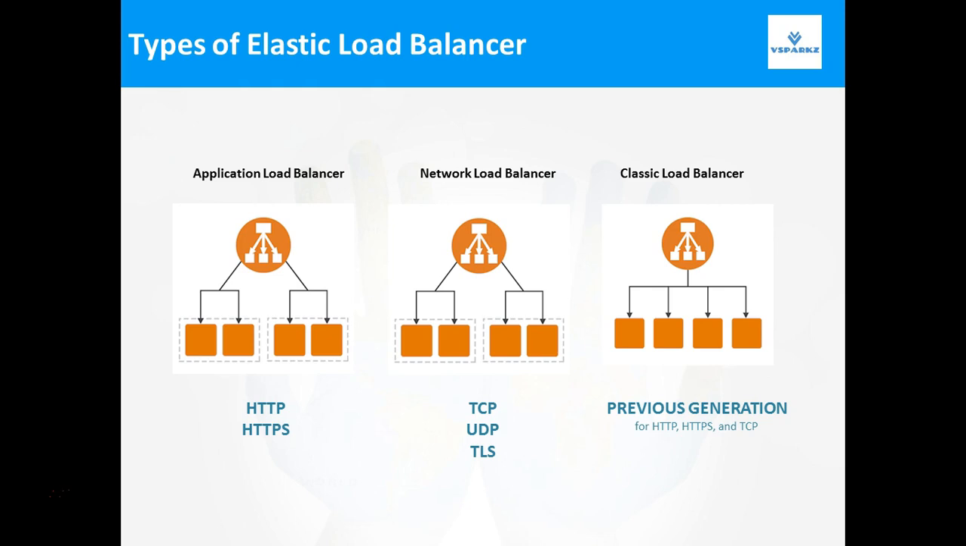Second is Network Load Balancer. When you are going to access your applications at the TCP connection layer, you have to pick Network Load Balancer. Network Load Balancer supports TCP, UDP and TLS protocols. Whereas the third one is the previous generation load balancer or the Classic Load Balancer.